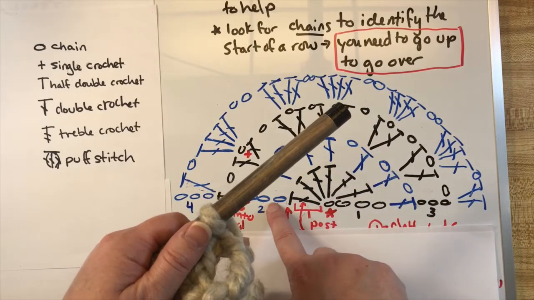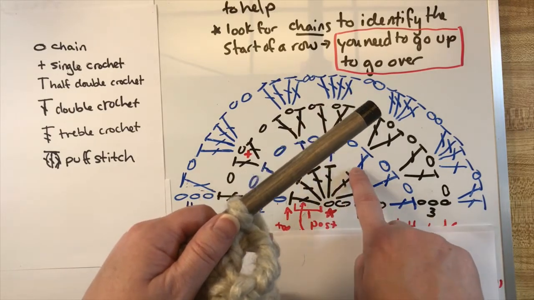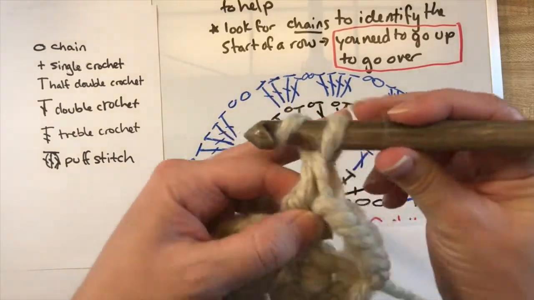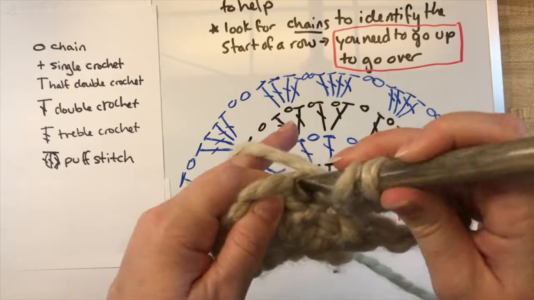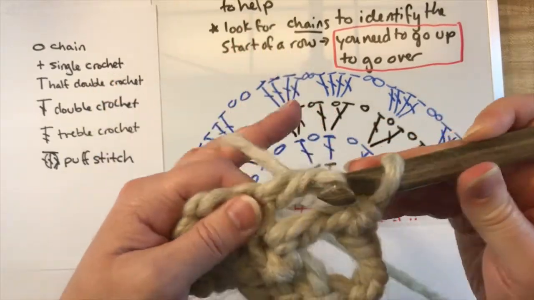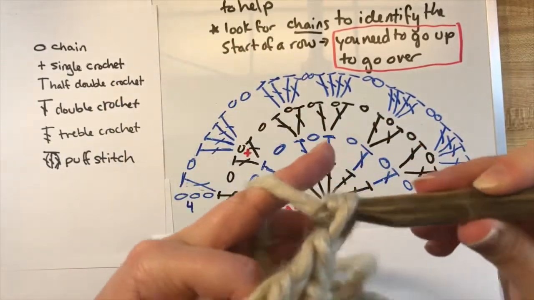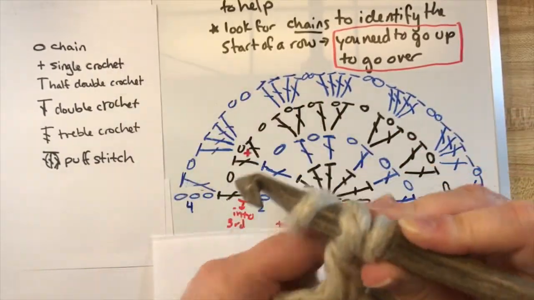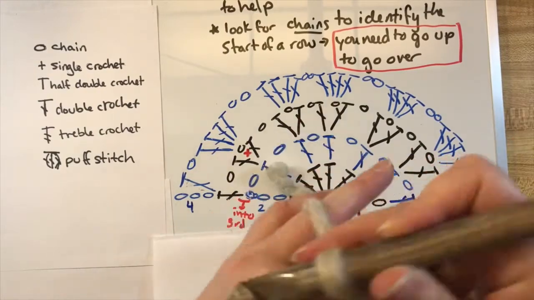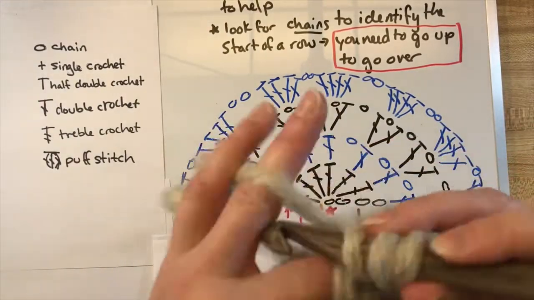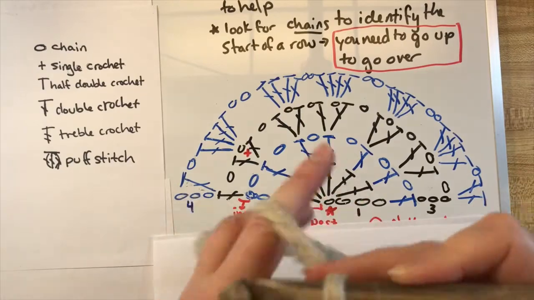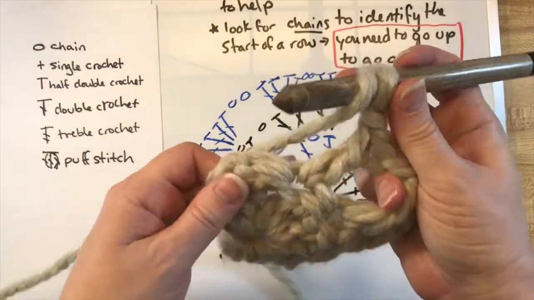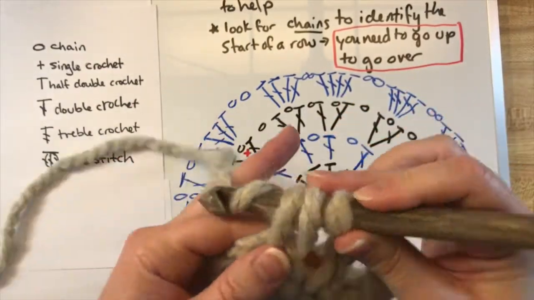I should have my chain 1, 2, 3, 4, 5, 6 double crochets and a chain 1 between each. So I'm going to chain 1, double crochet in the next one, chain 1, double crochet in the next one, chain 1, double crochet in the next one, chain 1, double crochet in the next one.